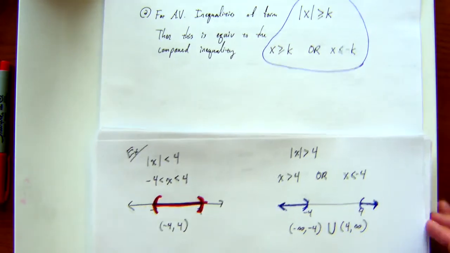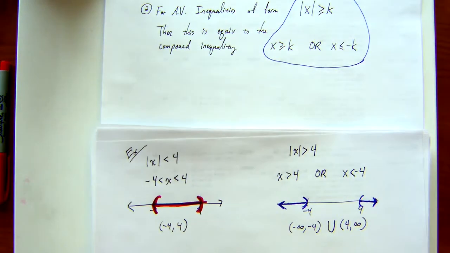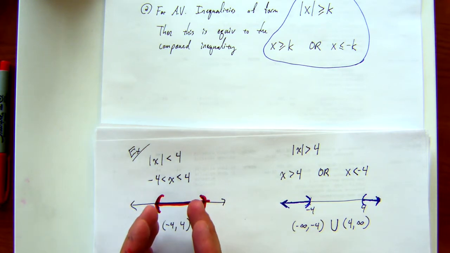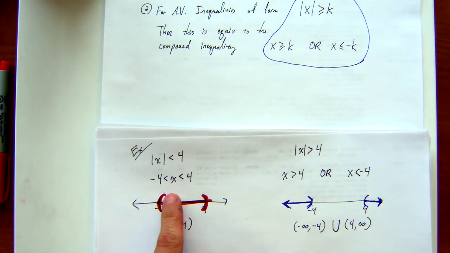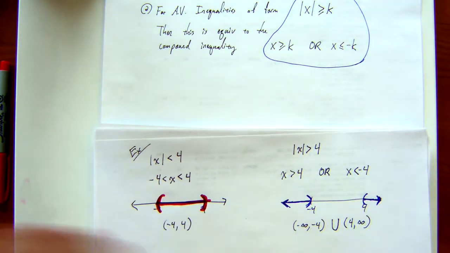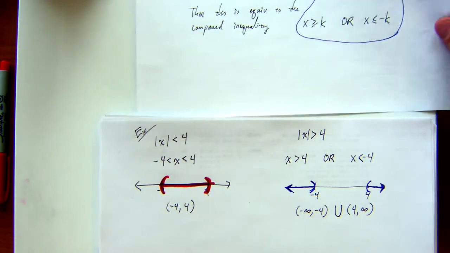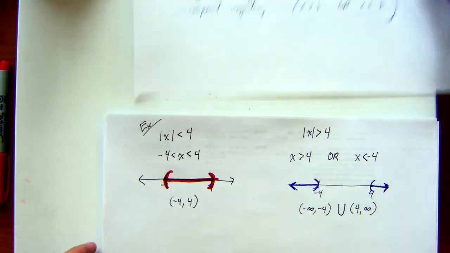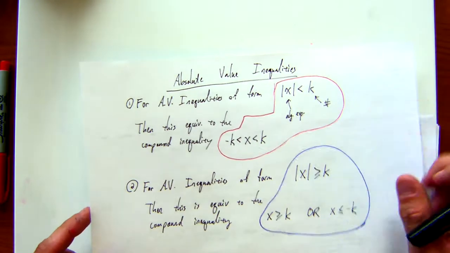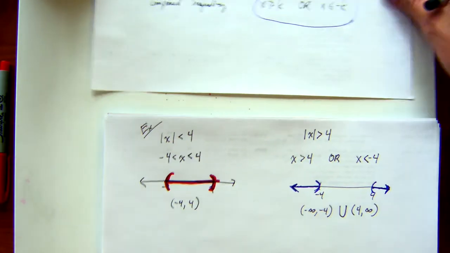Now look at your two graphs. Here the absolute value is smaller than a number. What kind of answer did we get? Just one interval, right? Just this one piece. When we said the absolute value is bigger than a number, we got two pieces going off to the sides. Okay, that's typical. So keep these examples handy and the rules. You will definitely need to have these rules known and memorized, these formulas. Okay? We'll do a few more examples. Any questions right now?